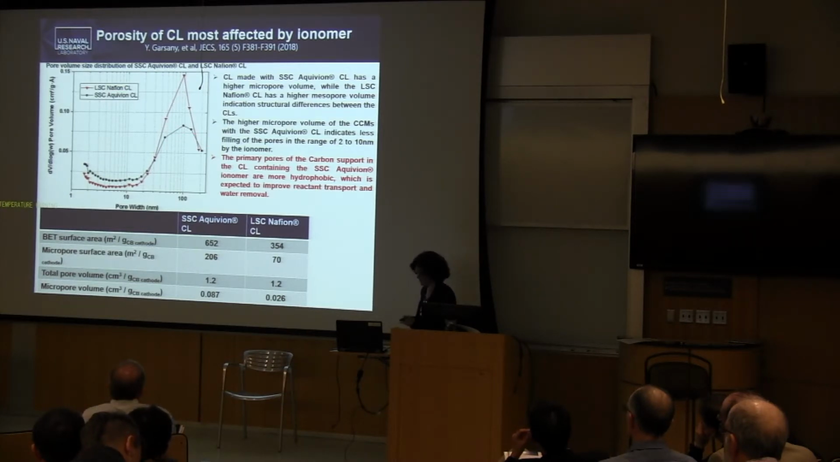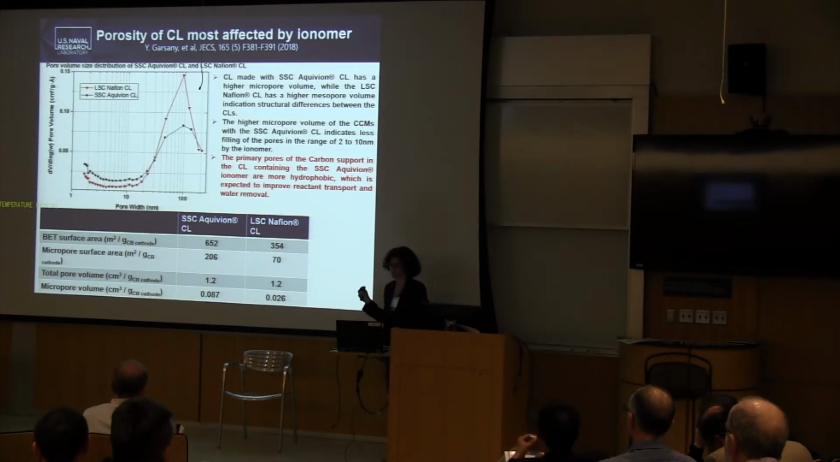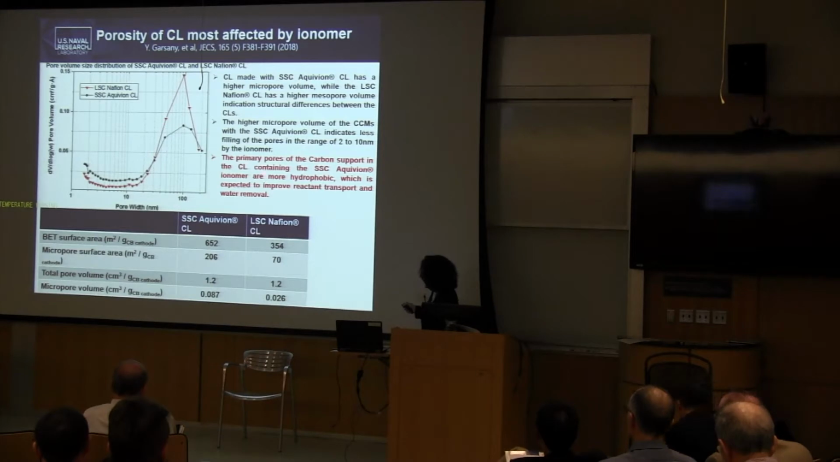And there's a professor in Canada, Eikerling, and he's done a lot of work on pore structure. There's a group of thought saying it's all oxygen resistance affecting the electrodes, and Eikerling says it's all the pore structures. The primary pores of the carbon support in the catalyst layer containing the short-side-chain Aquivion ionomer are more hydrophobic, which is expected to improve reactant transport and water removal.